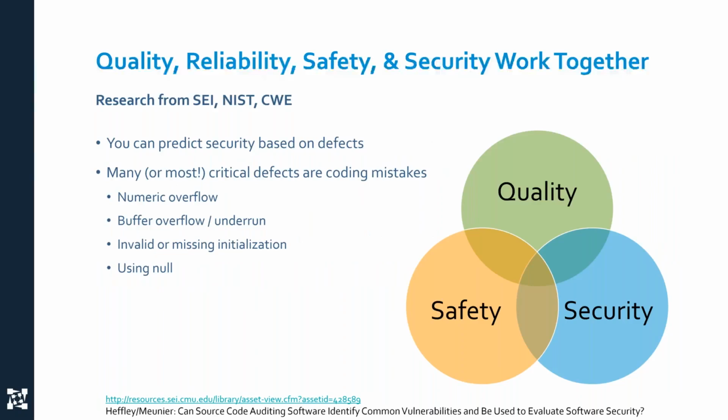There's another interesting study that I just wanted to put up, and this comes from the Software Engineering Institute, research done by them and by NIST. One of the things that they found is that you can predict security vulnerabilities in code based on software defects in code. The underlying coding problems associated with quality defects, like maybe a numeric overflow, which we know was an issue in the 787, or buffer overflow or underrun, which has been implicated in numerous aircraft issues, invalid or missing initialization, null pointers, things like that. These are standard quality issues, especially in C and C++ programming. They also are security issues and safety issues.